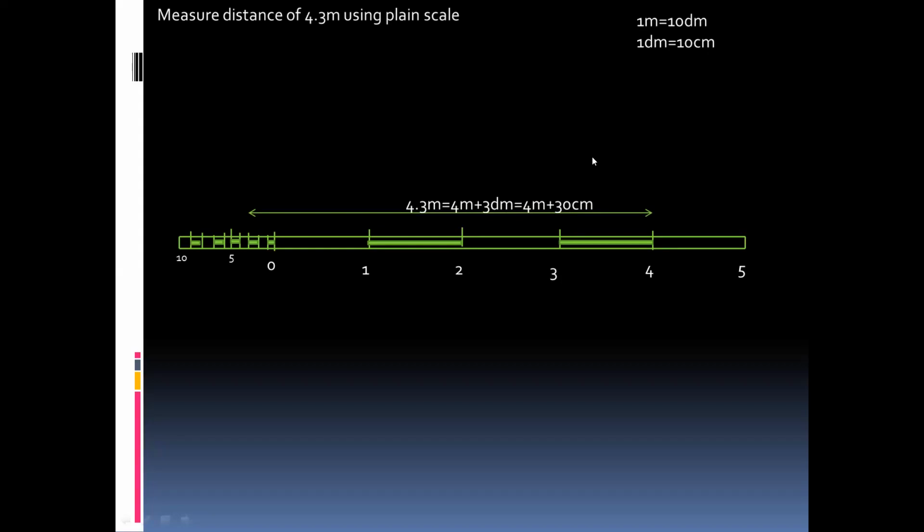So this is how you can prepare a plane scale. In the next lecture, I will demonstrate how to draw this plane scale on a graph on a drawing paper.